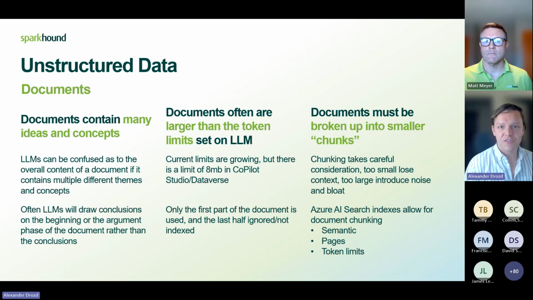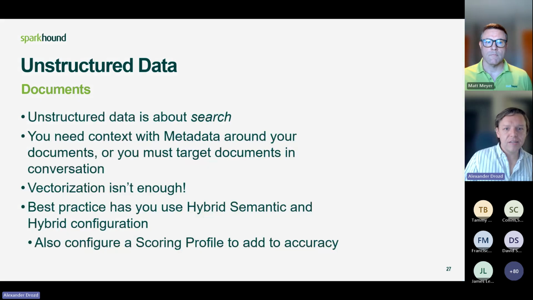What's great about Azure AI Search is we can do this in a number of different ways. We can do it semantically. We can do this by pages, if your page structure is very set, so that we know how to train it against those page numbers, or token limits. If Azure capacity is a concern, you can set the chunking up that way as well. So the key term here is the search, and how we're using this.